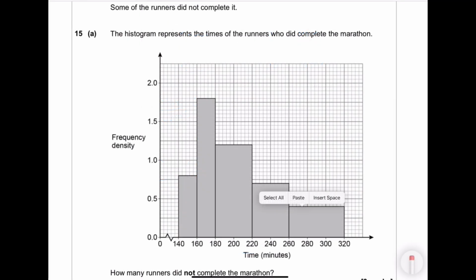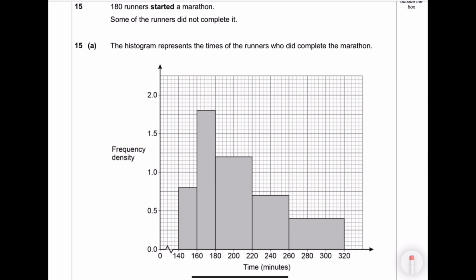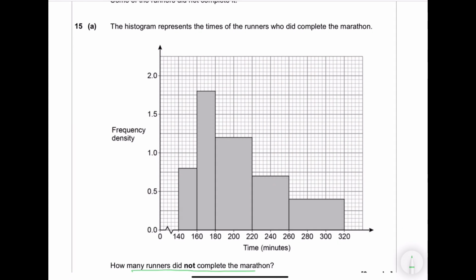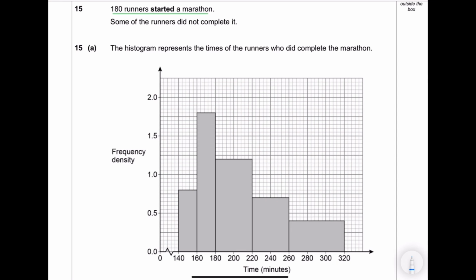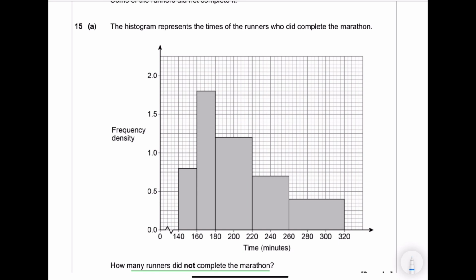In this question, we fetch the information from the histogram and use it in calculations when required. 180 runners started a marathon. Some of the runners did not complete it. The histogram represents the times of the runners who completed the marathon. Now, how many runners did not complete? So let's find the frequencies from the histogram, then we will get how many completed the marathon.